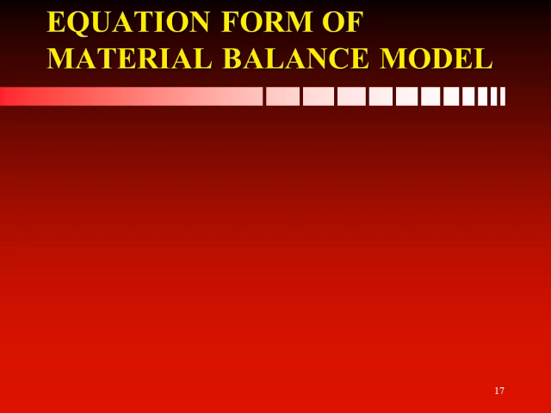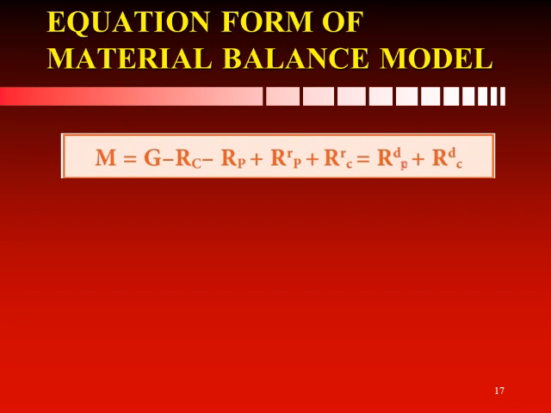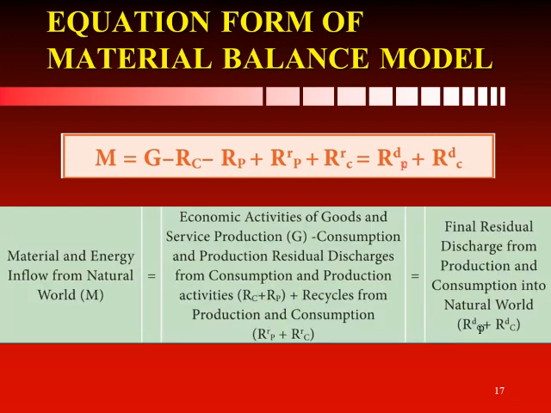See the equation form of the material balance model. M is equal to G minus RC minus RP plus RRP plus RRC is equal to RDP plus RDC, where M is material and energy inflow, G is goods, RC is consumption residual, RP is production residual, RRP is recycles from production, RRC is recycles from consumption, RDP is final residual discharge from production, and RDC is final residual discharge from consumption.